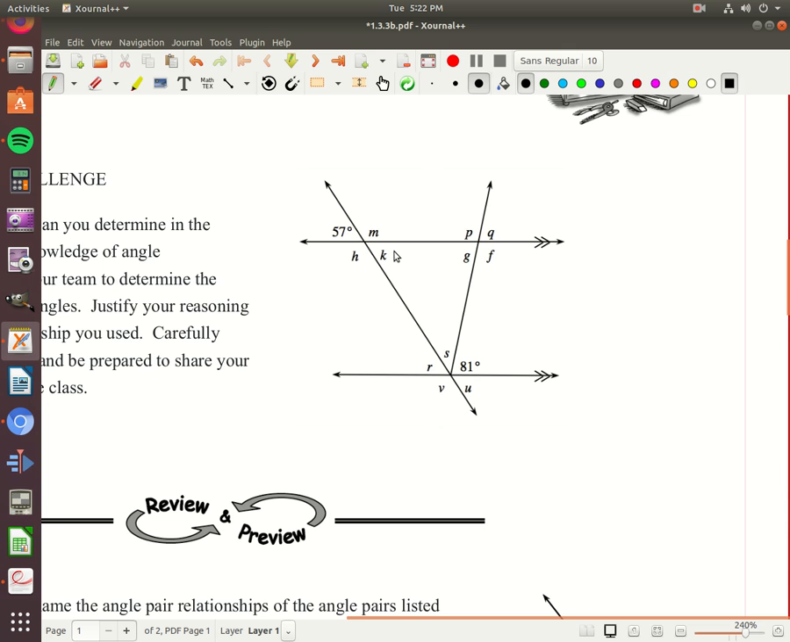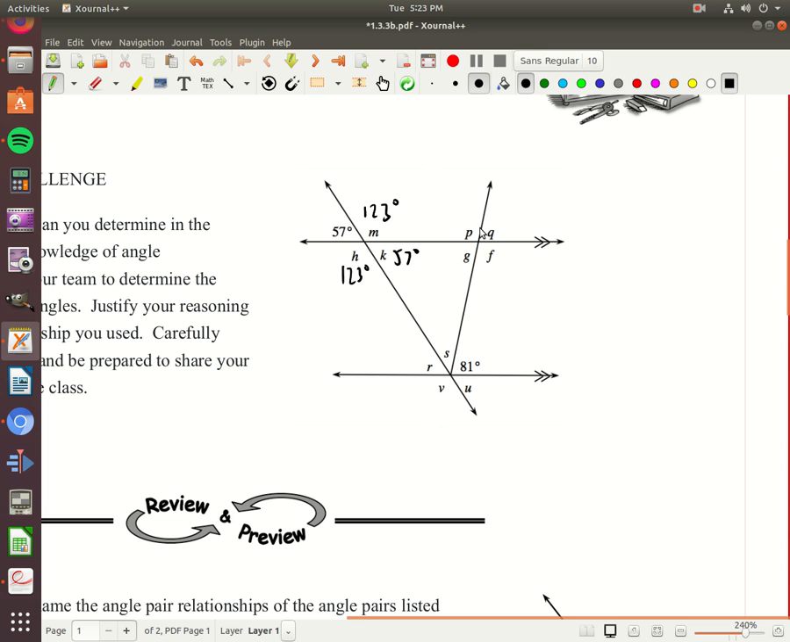So I know that this is 57 degrees because these are vertical. I know that these angles are supplementary, right? So this must equal 123, because 57 plus 123 is 180. I know that this must equal 123 because they're vertical. So I have so far supplementary and vertical angles that have allowed me to prove this. So now, how do I jump from here over here?